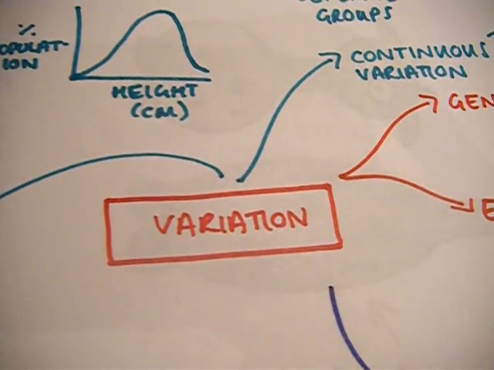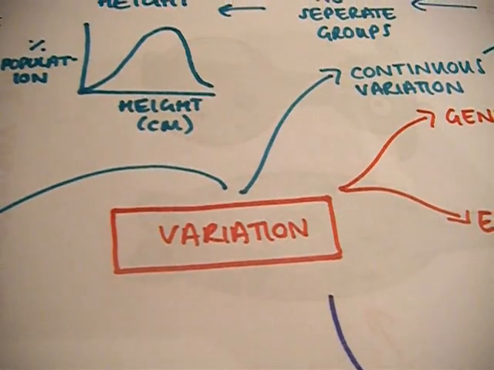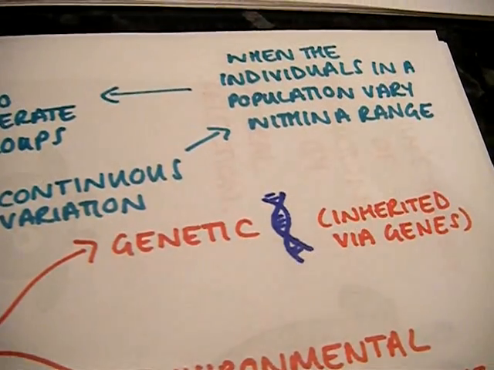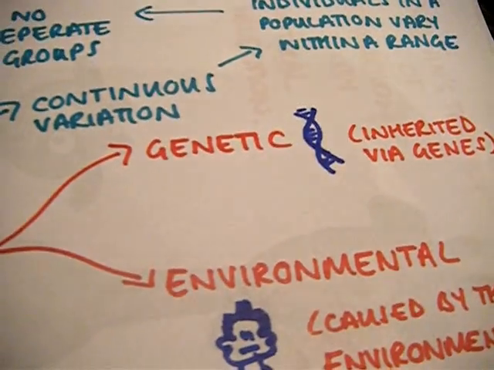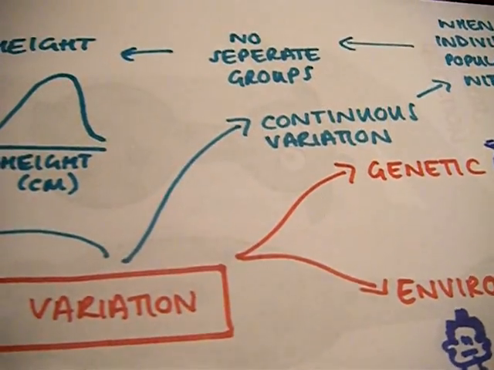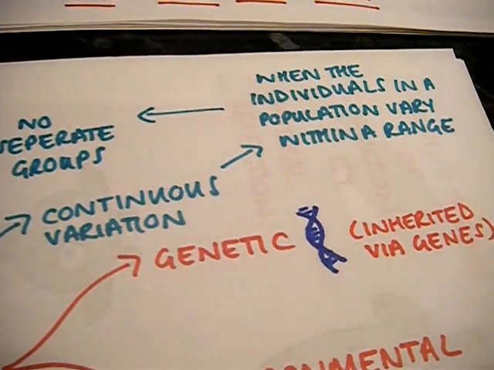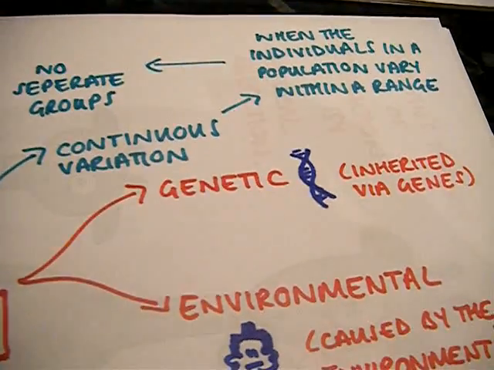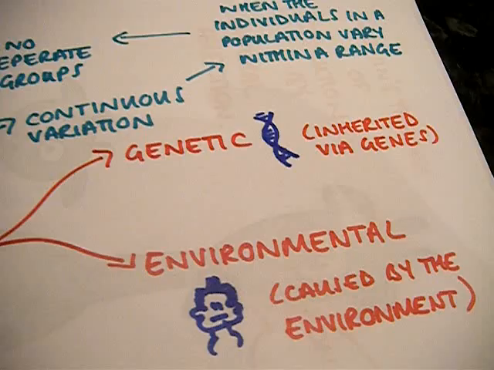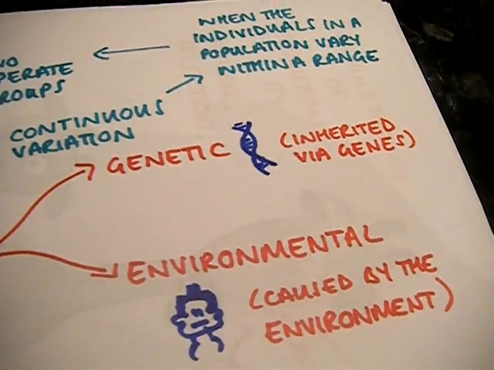The definition of variation is that it's differences between organisms. Variation can either be genetic, which means that it's inherited, you get it from your parents, or it can be environmental. An example of genetic variation would be your natural hair colour or your natural eye colour. An example of an environmental characteristic could be the haircut that you have, because this isn't caused by your genes, it's caused by something external.